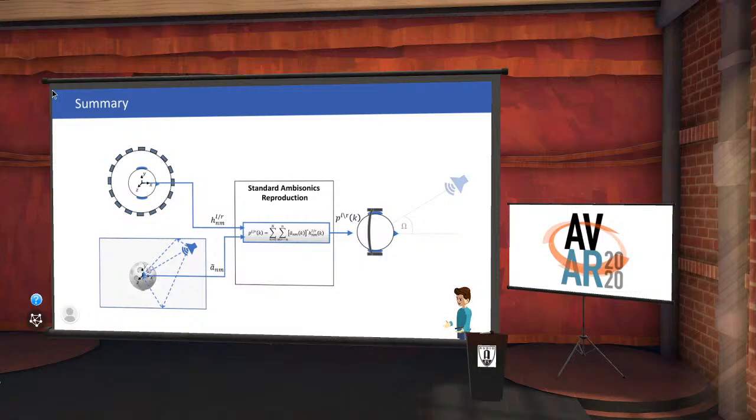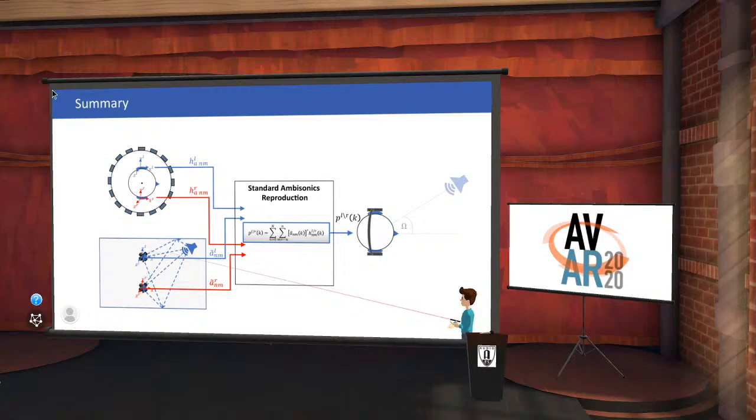So to summarize the method, this is the standard ambisonics reproduction. We have Spherical-Harmonics coefficients of the HRTF and of the ambisonic signal of the sound field. We can perform the binaural reproduction in the Spherical-Harmonics domain. And we are suggesting to use the ear-aligned HRTF, so we have two different coordinate systems for the left and right ear.